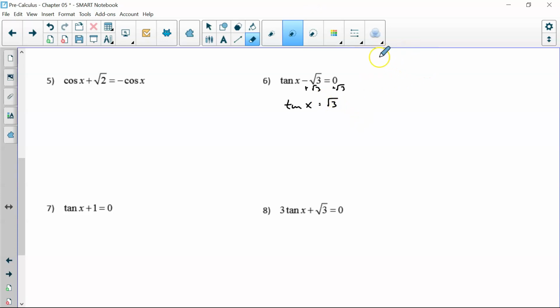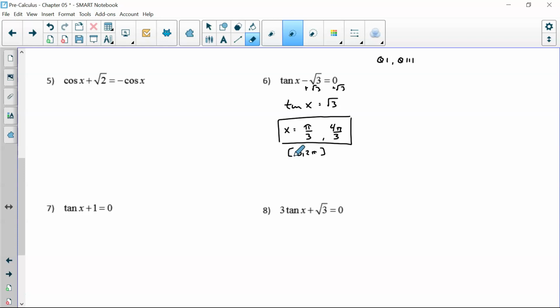Now tangent is positive, so we know we're going to be in quadrant 1 and quadrant 3. Now, when tangent is root 3, that's going to be at pi over 3. Now that gives us quadrant 1 as is. And now to get into quadrant 3, that's going to be 4 pi over 3. And those are our solutions from 0 to 2 pi.